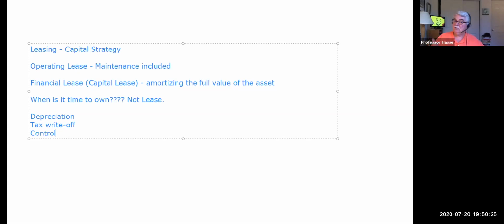Okay, so that's leasing, chapter 19. But these are the key points of leasing: when to lease, when to stay away from it. And that's an important topic. I have also, let me save this, hang on.